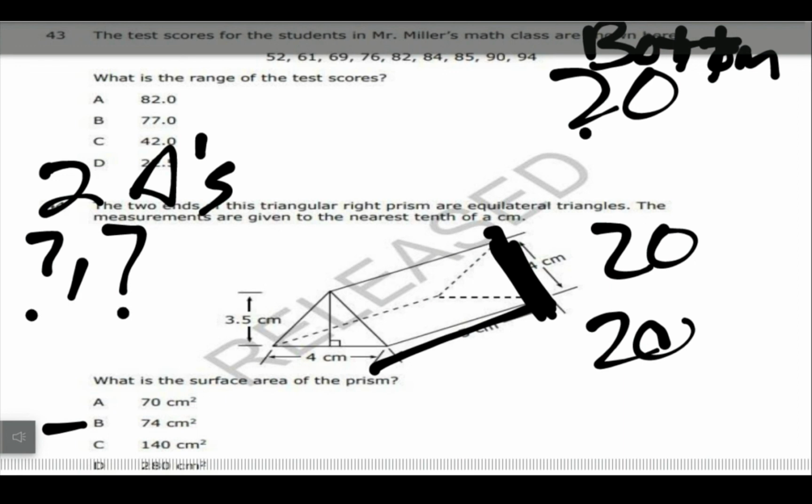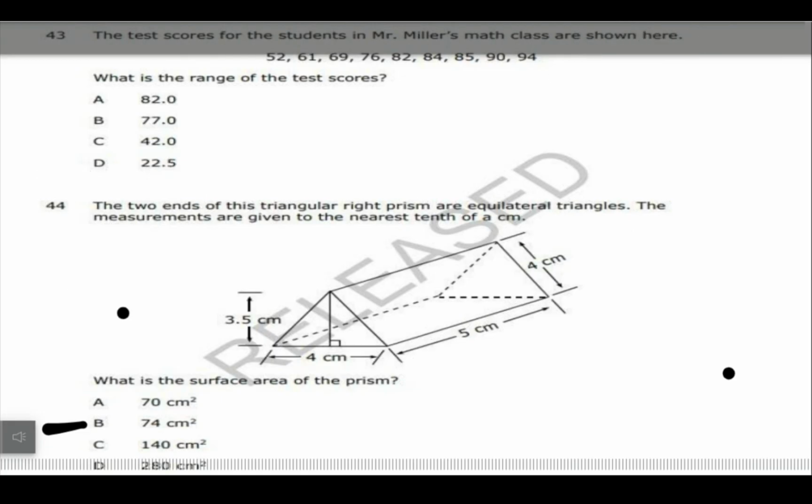So remember, for surface area, you're just finding the area of each individual shape. There are 5 shapes on that. There's 2 triangles and 3 rectangles.